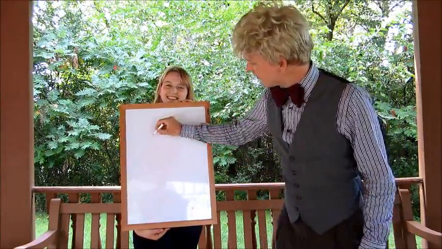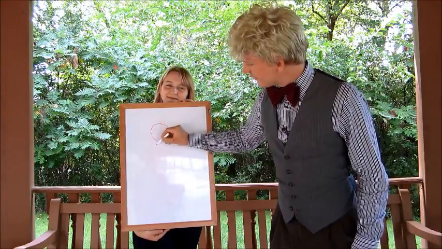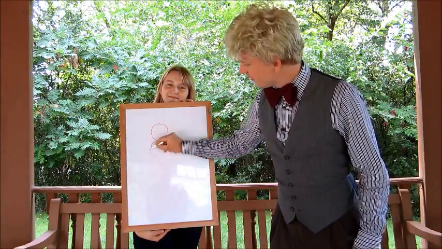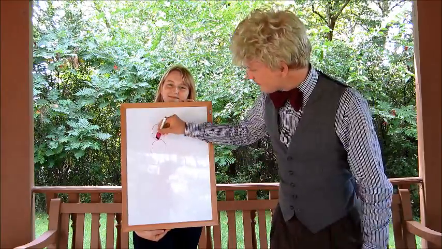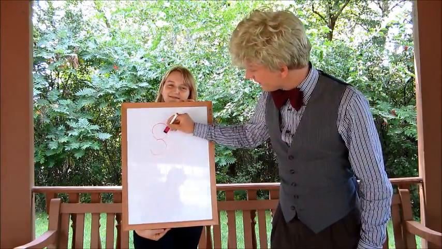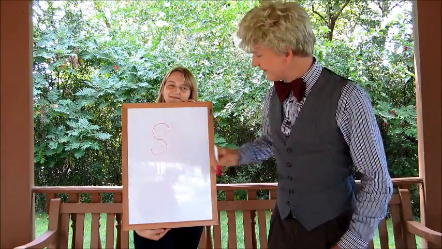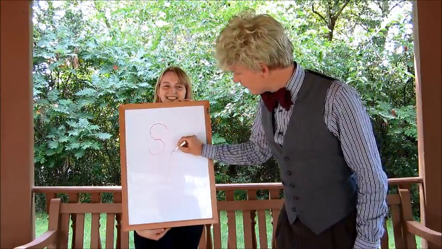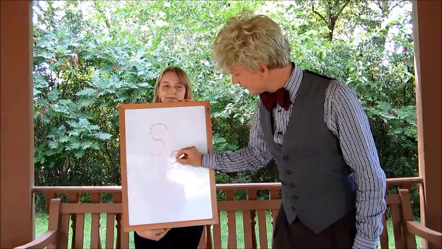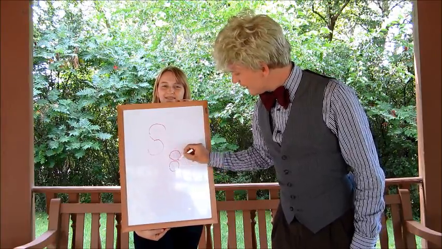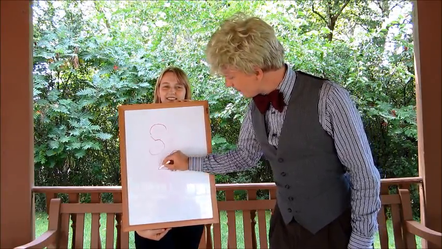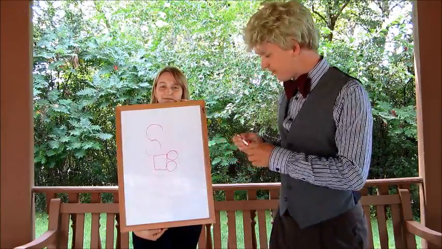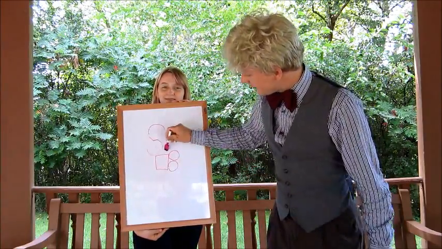For instance, the S. That's just two circles, but with some selective invisibility. We can also create the letter B. That's two circles and a square, but most of the square is rendered invisible.